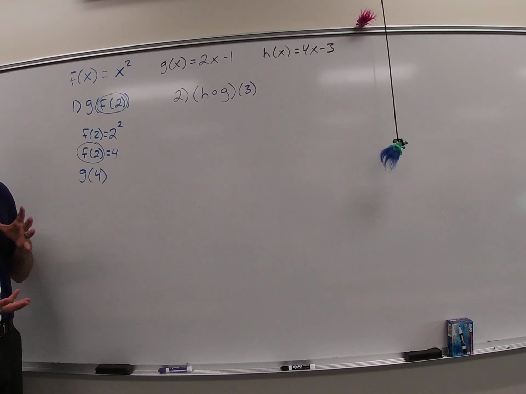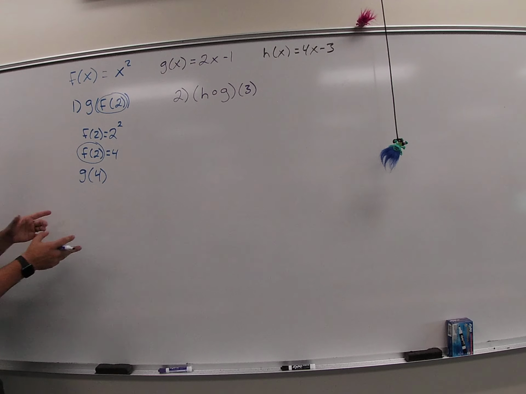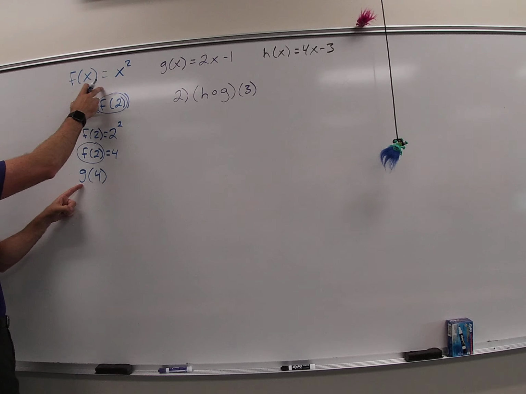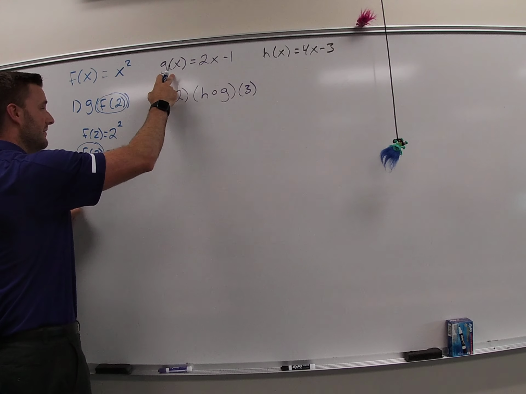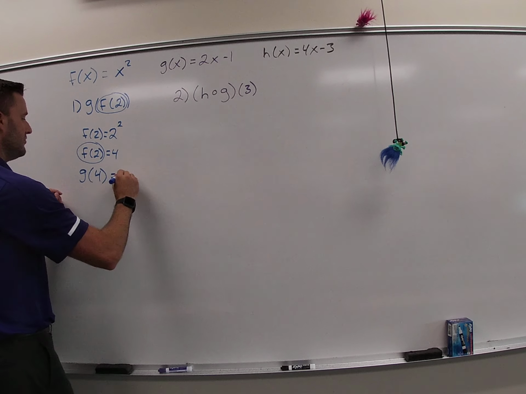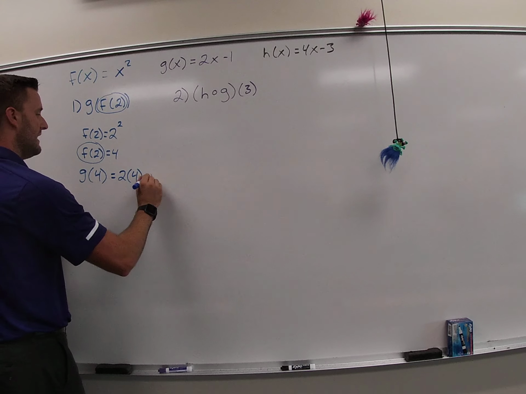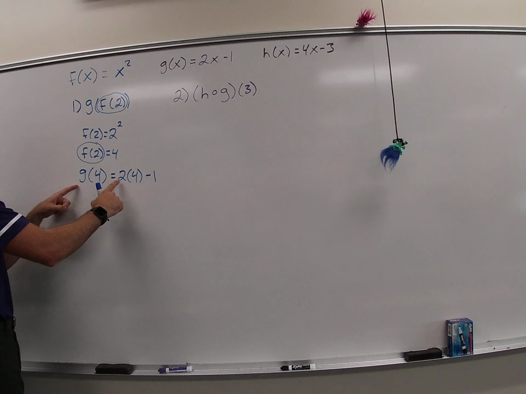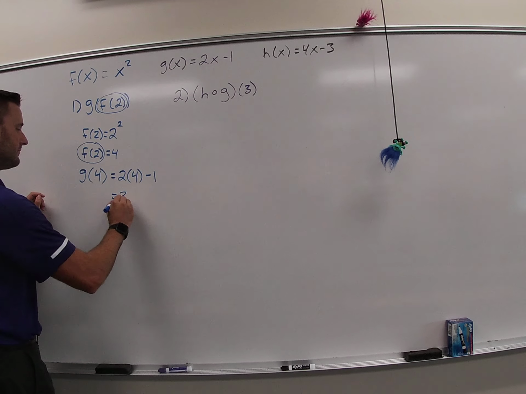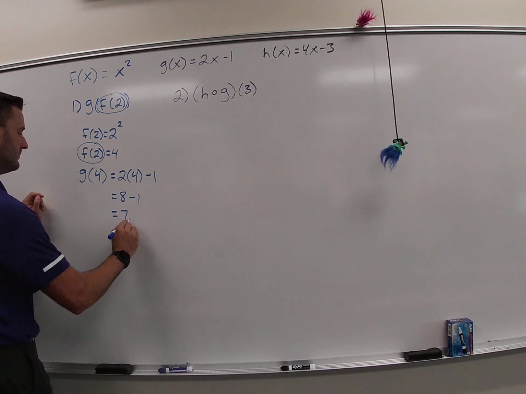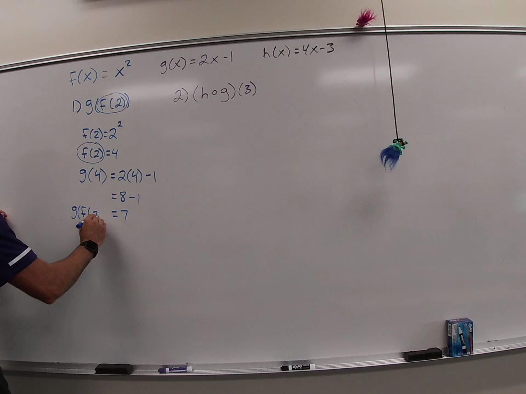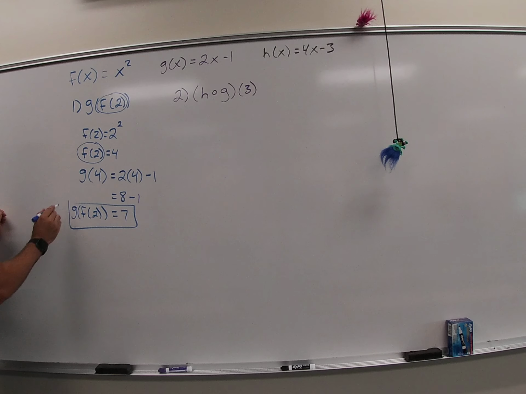So really, you're kind of double substituting here. I'm going to replace everywhere I have an x in g of x with a 4. I have to pay attention, not to this function, because this is f of x. I need to go to this function, g of x. So g of 4 is going to be 2x, but replacing x with 4, minus 1. 2 times 4 is 8, and 8 minus 1 is 7. So what we're finally saying is that g of f of 2 is equal to 7.